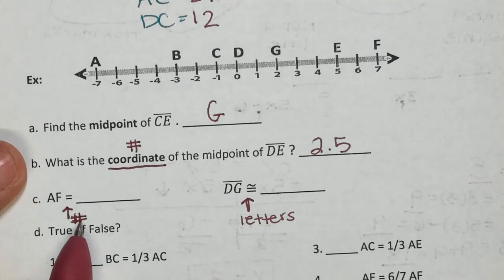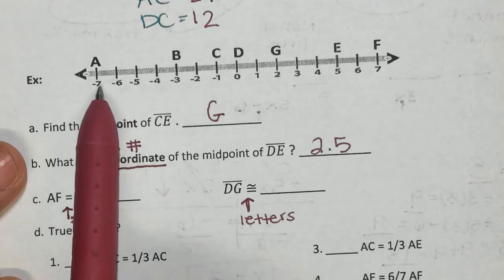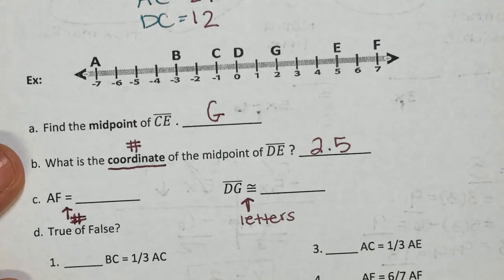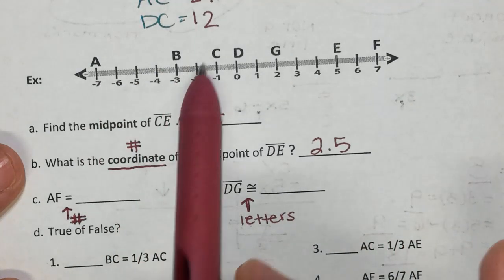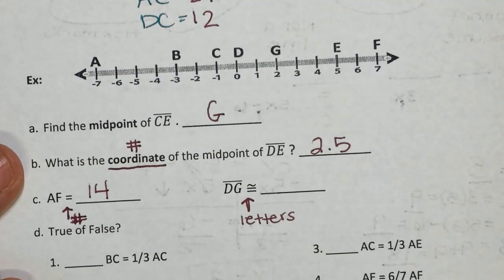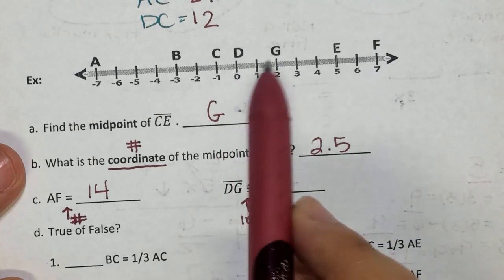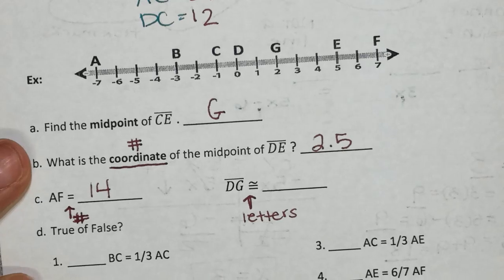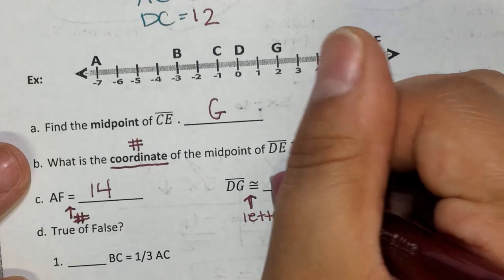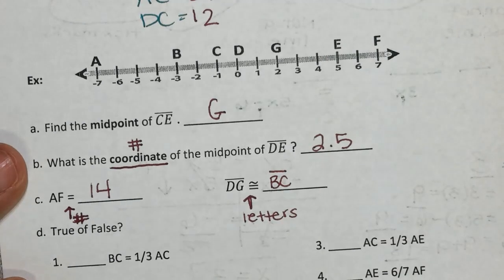AF. It's an equal sign. I want to know, how long is A to F? Count them. 14. DG, but this is congruent. How long is D to G? 2. What is also congruent to that? BC is also 2. So BC, do y'all see the difference between these?